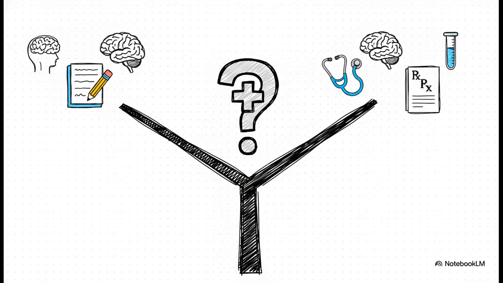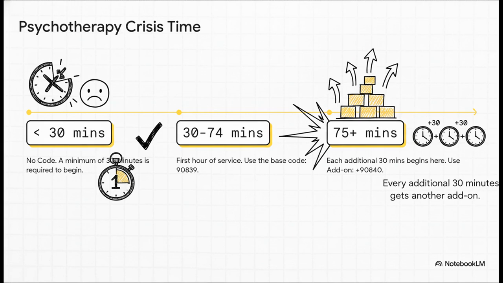It's a simple binary choice based on the service components. And here, our second key, clinical time, is the absolute star of the show. For crisis psychotherapy, time is literally everything. Anything less than 30 minutes, you can't even code it. Between 30 and 74 minutes, you've got your base code.